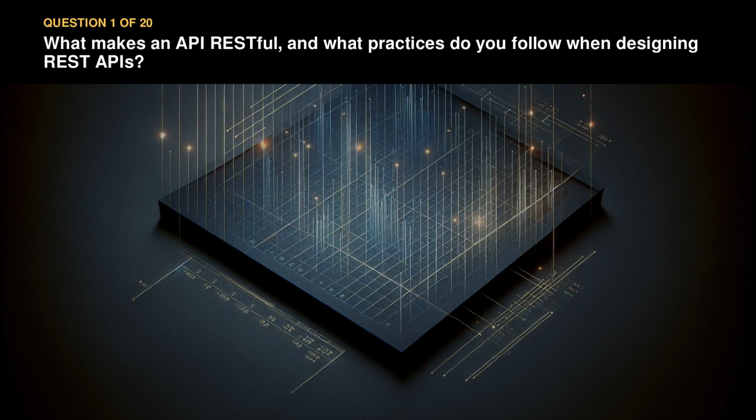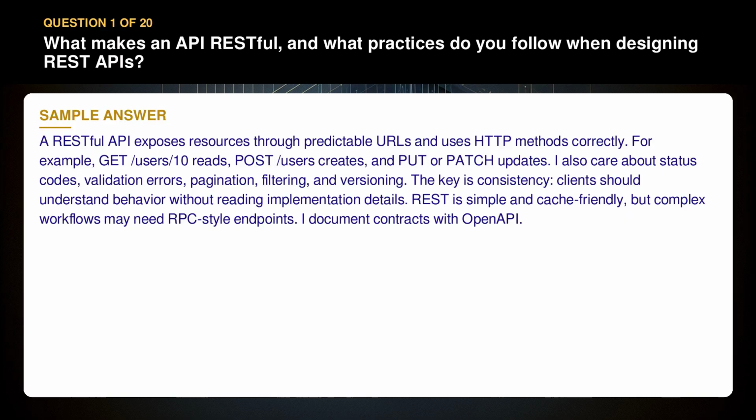Question 1. What makes an API RESTful, and what practices do you follow when designing REST APIs? A RESTful API exposes resources through predictable URLs and uses HTTP methods correctly. For example, GET /users/10 reads, POST /users creates, and PUT/PATCH updates. I also care about status codes, validation errors, pagination, filtering, and versioning. The key is consistency. Clients should understand behavior without reading implementation details.